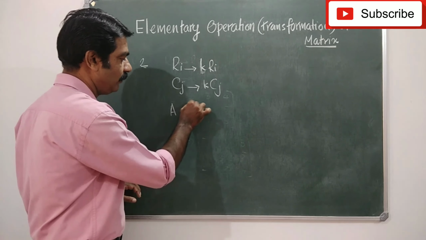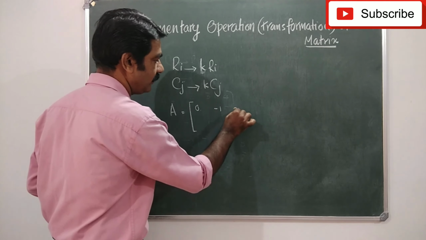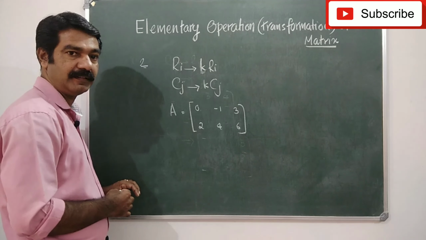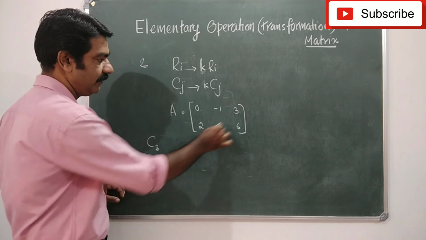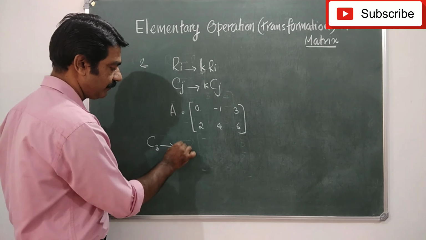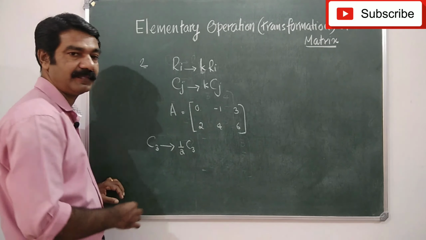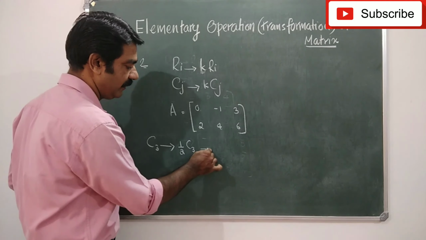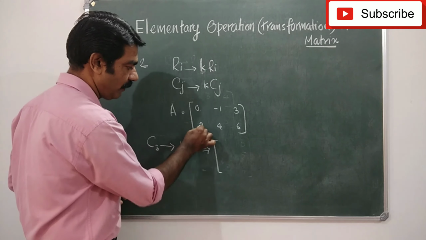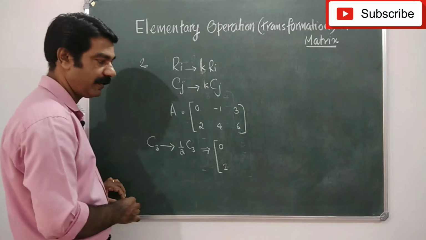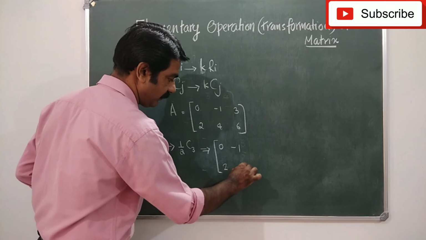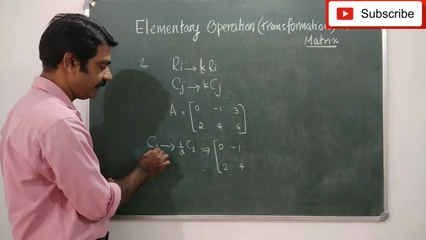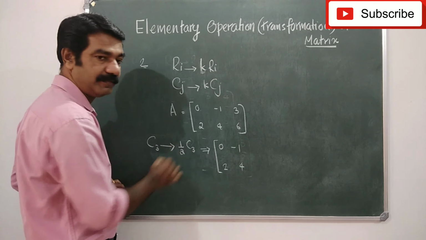Example, let A be the matrix 0, minus 1, 3, 2, 4, 6. Suppose A is a matrix, and we are changing C3, the third column. We apply the operation C3 changes to 1 by 2 C3. In the first column there is no change, 0 and 2. In the second column there is no change, minus 1 and 4. But the third column changes: C3 changes to half of C3.